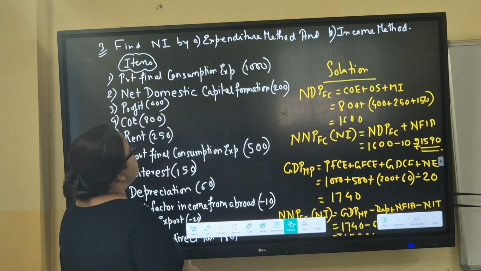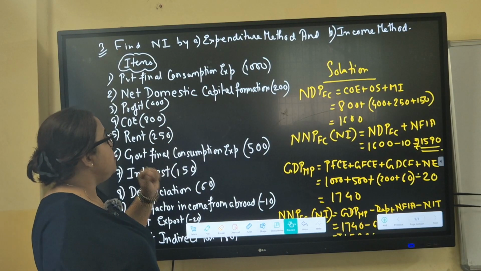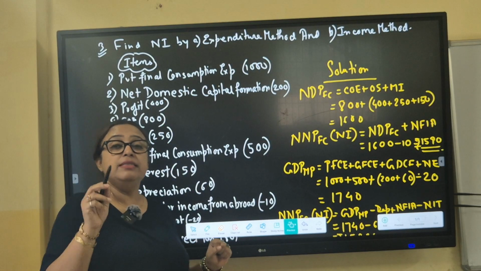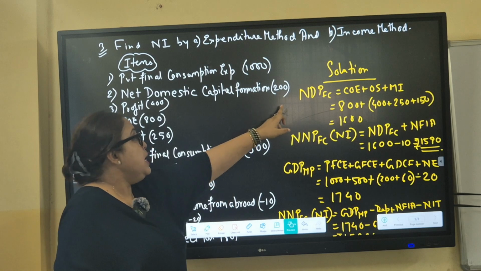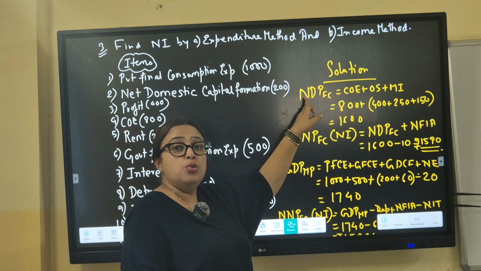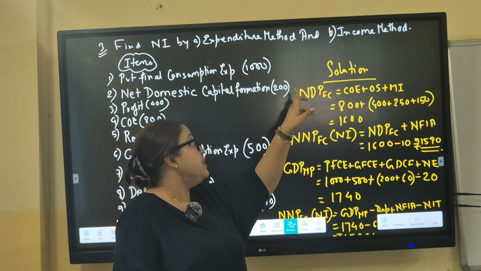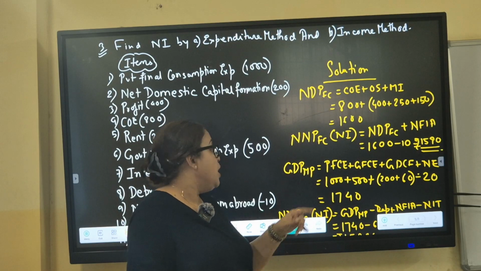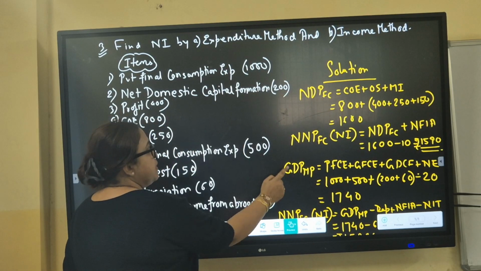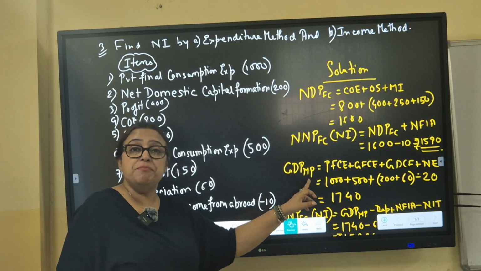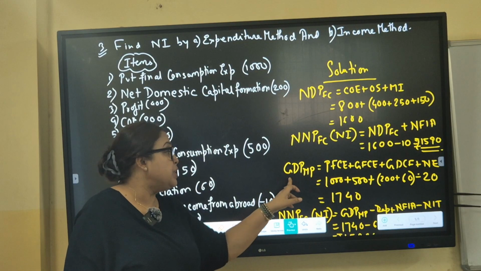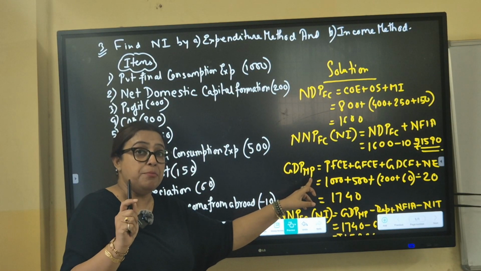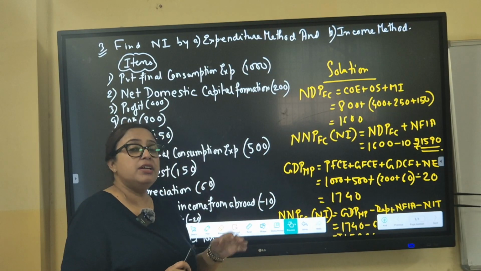Find out national income by expenditure method and income method. Remember, in these types of sums, in the income method I've started with NDPFC as my aggregate, then I converted it into national income. For the expenditure method, my aggregate is GDPMP, because the answer comes in GDPMP in the expenditure method. Then I converted it into national income.